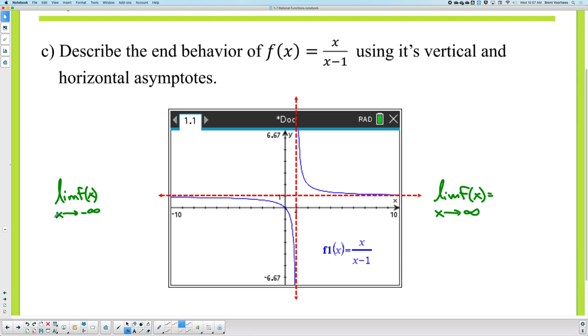Translate negative infinity: x approaching negative infinity. Translation, that's x going left. x approaching positive infinity. Translation, x moving to the right. What is happening to this graph as we go left? Remember, there's three options. Is the graph increasing without bound? Is it decreasing without bound? Or is it flattening out? It's flattening out. Now, if it's flattening out, what value is it flattening out on? What's the y value? 1. It would be 1 here.